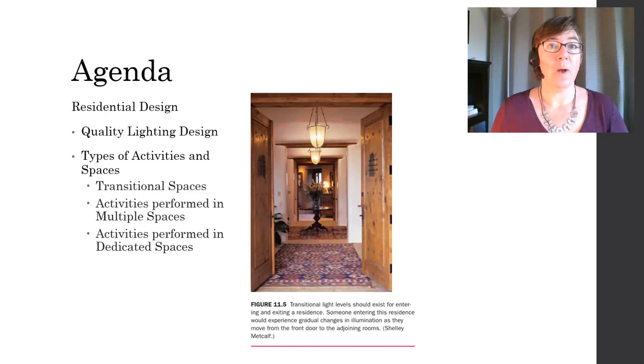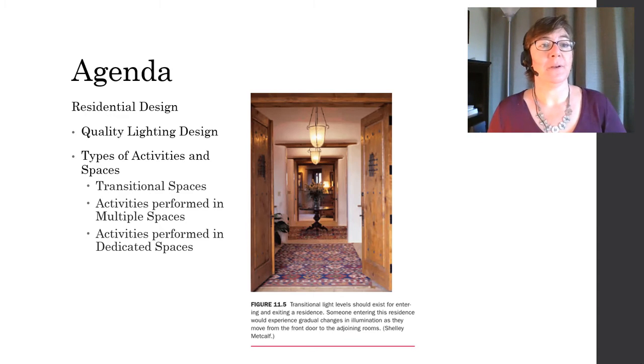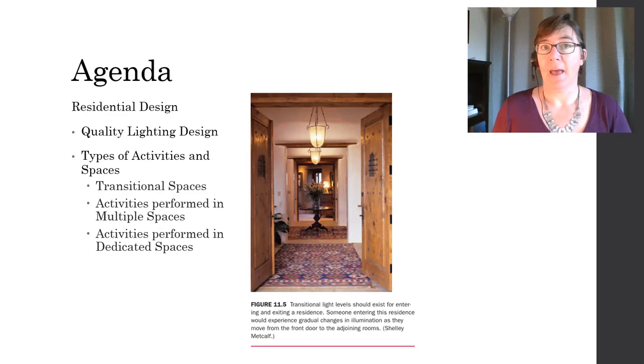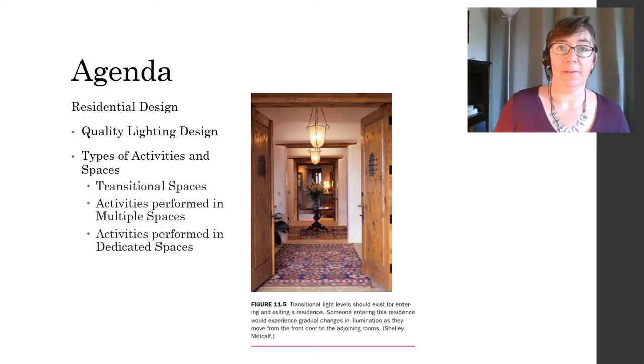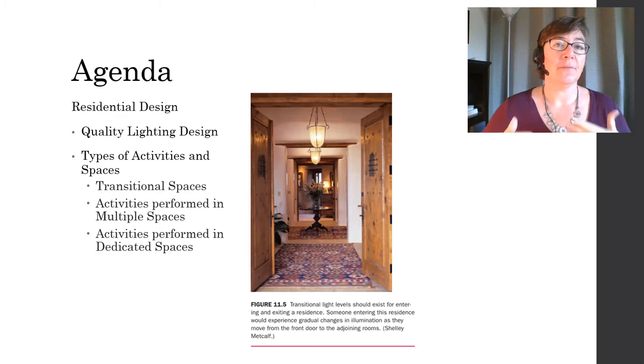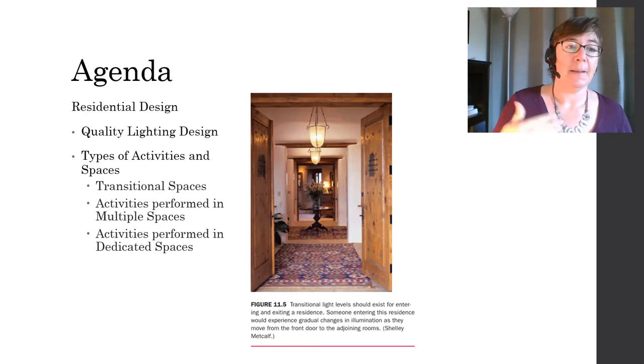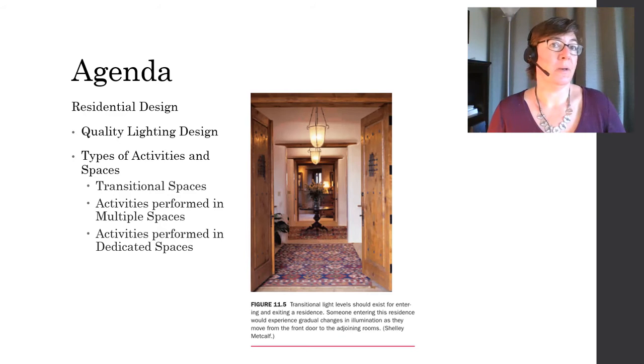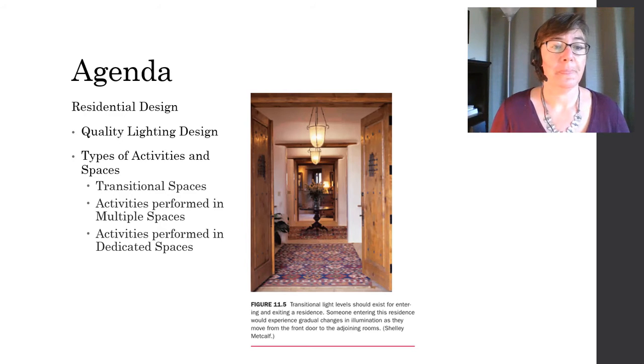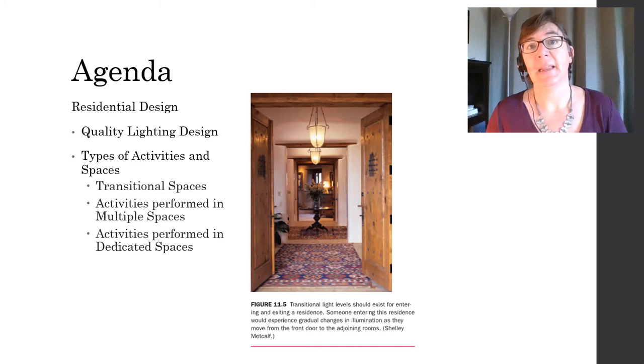First, we're going to talk about what a quality lighting design looks like for a residential design. What are the criteria and what should we be looking at? And then we're going to go into much more detail about all of the different types of activities and spaces that occur in a residential project. Your textbook has three categories of those. One is called transitional spaces. And then they break it up into some activities that are performed in multiple spaces or locations, and some activities that are performed in dedicated spaces.